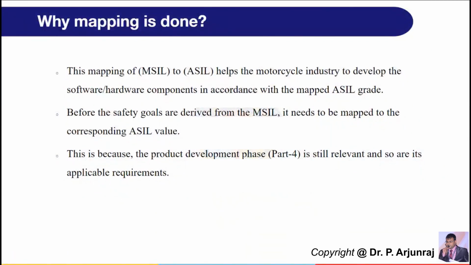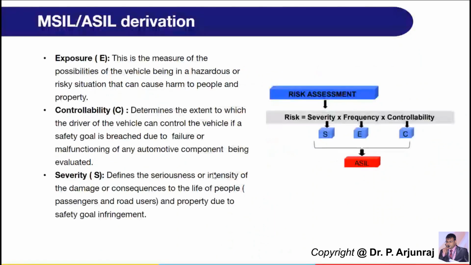The key aspect here is that you are considering the safety goal, which is derived with the help of this MSIL, and that's why this mapping is very important. How best you are going to give the safety aspects. Now again, we are going to derive the MSIL. This is similar to ASIL. Risk is a product of severity, frequency, which is nothing but exposure, the probability, and then the controllability. This is what we call SIL.